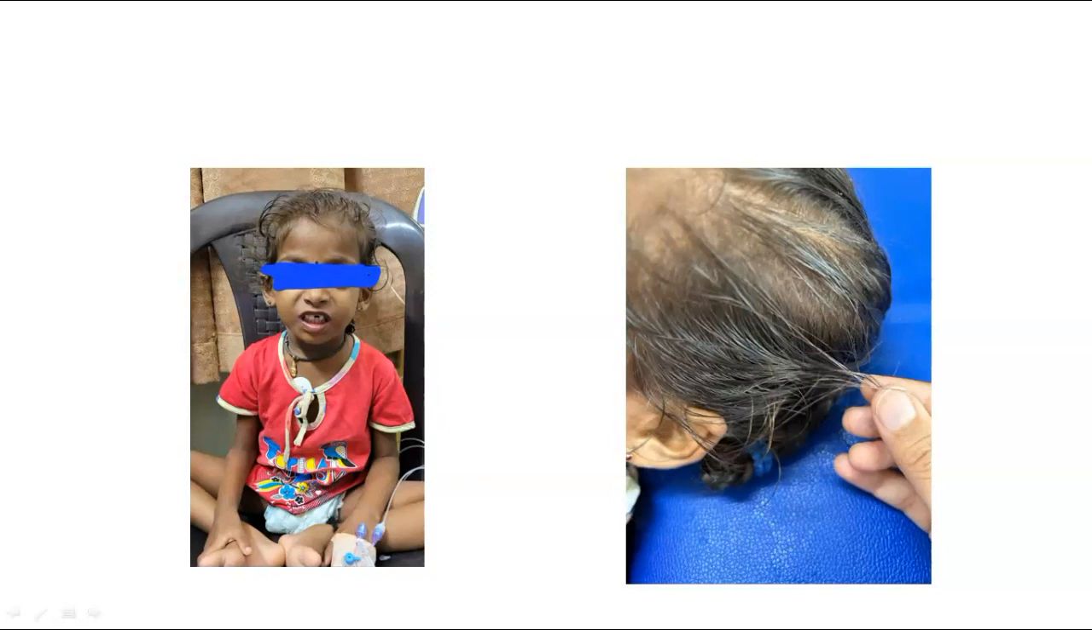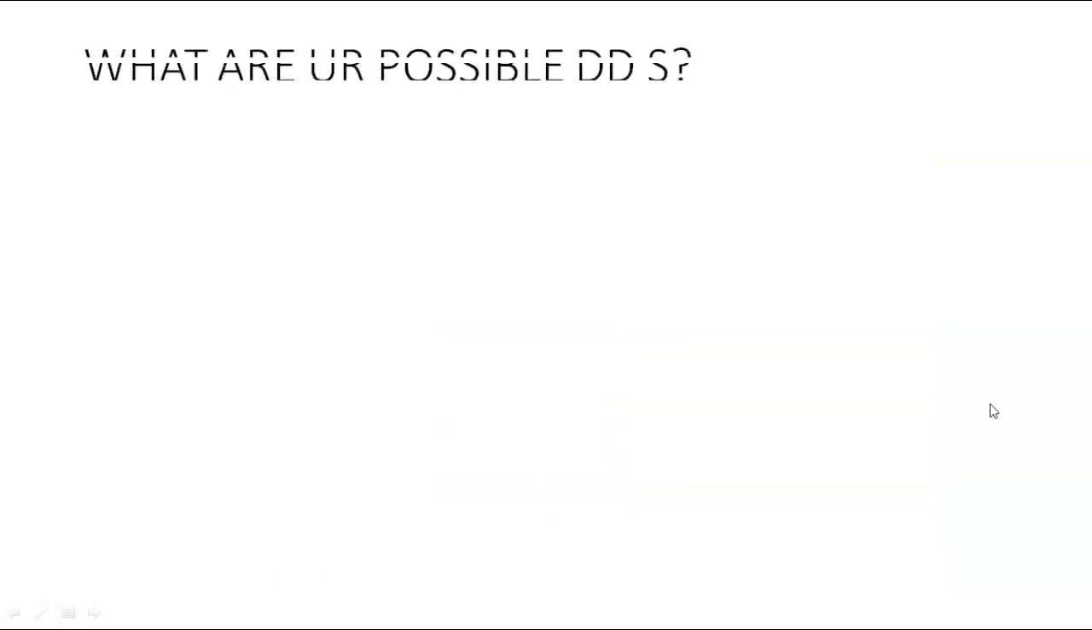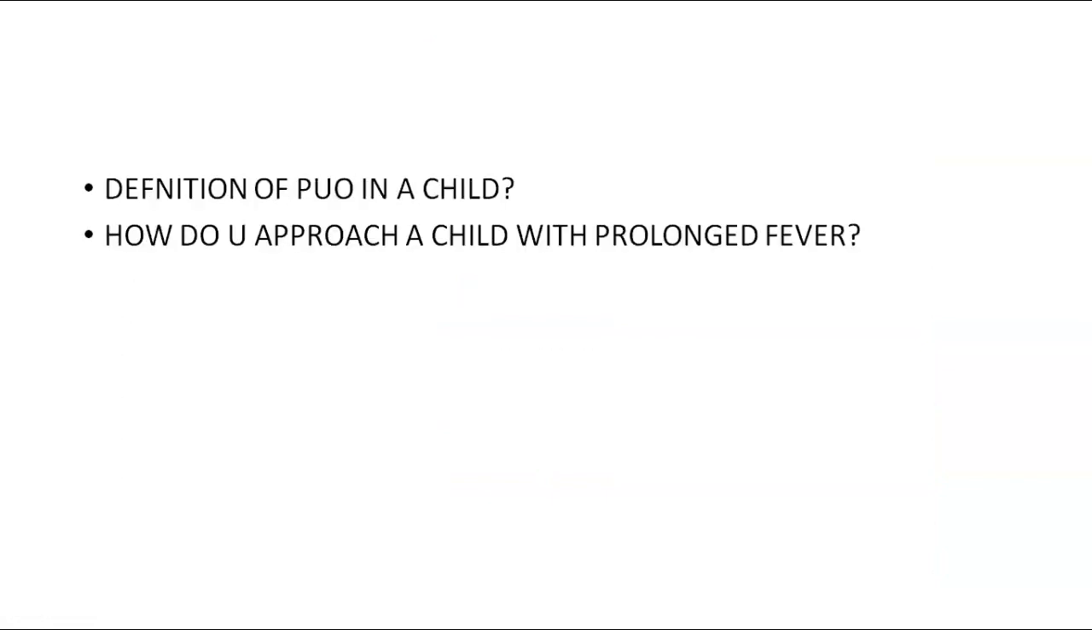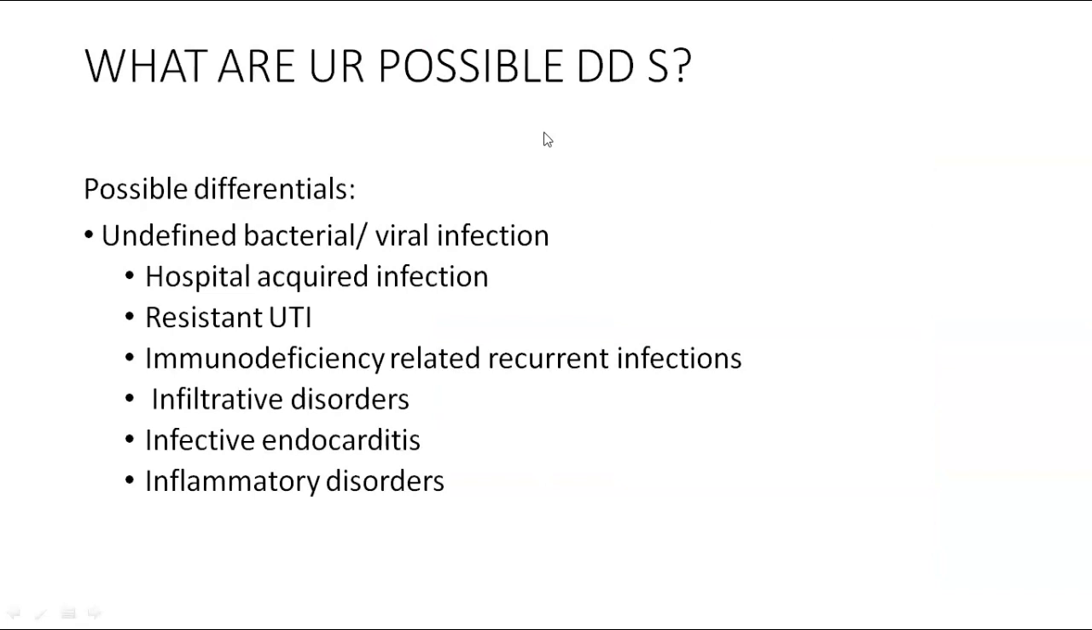The child has a previously culture positive UTI, so it could be complicated UTI, one possibility. Second, the child was admitted for 15 days, so it could be a hospital acquired infection. Another possibility is any bacterial or viral infections. It could be secondary to any inflammatory causes or any infiltrative disorders. So these are the possible differential diagnoses, what we thought at the time of presentation.